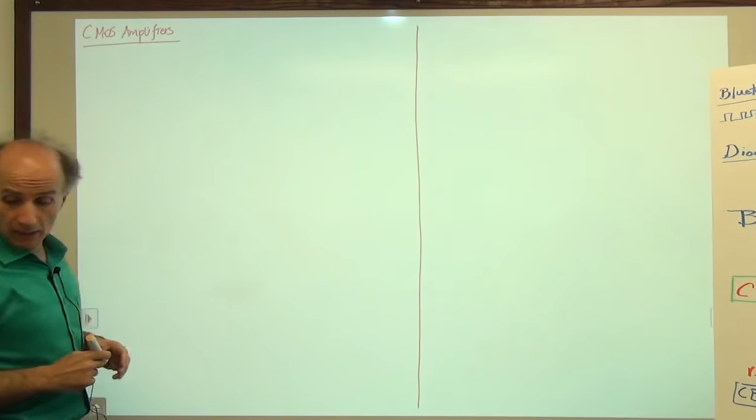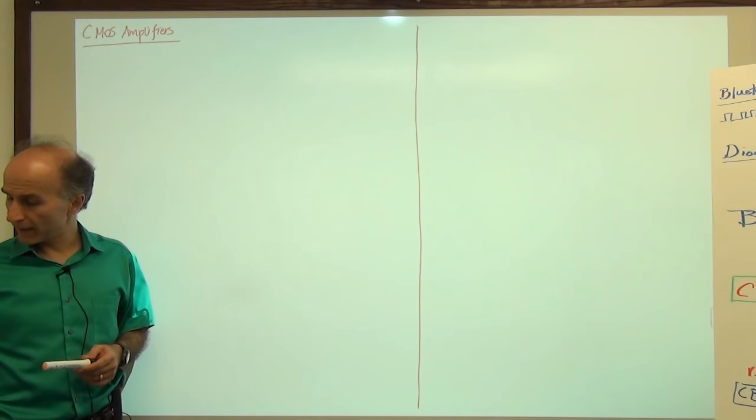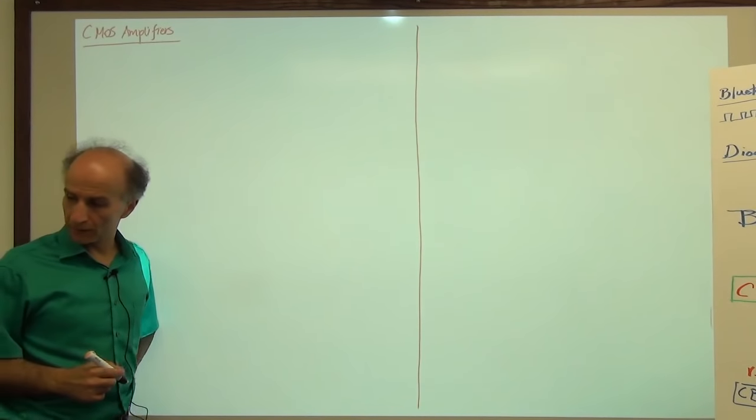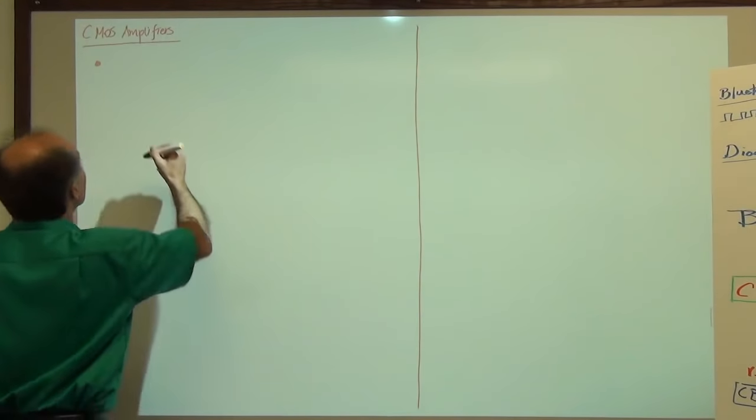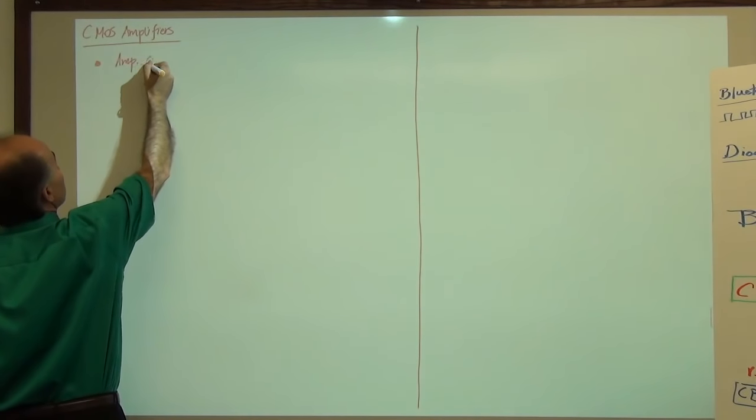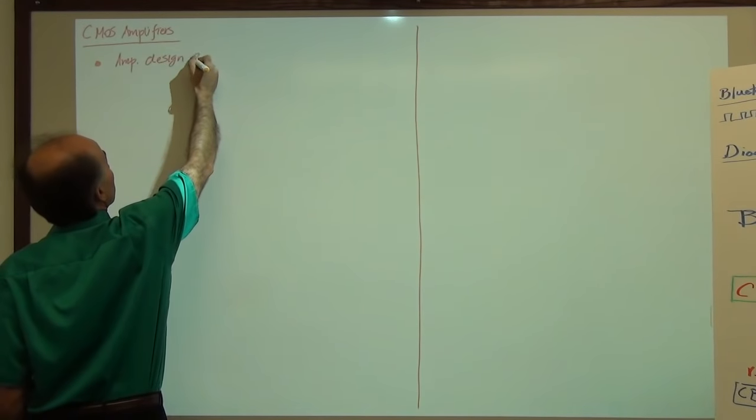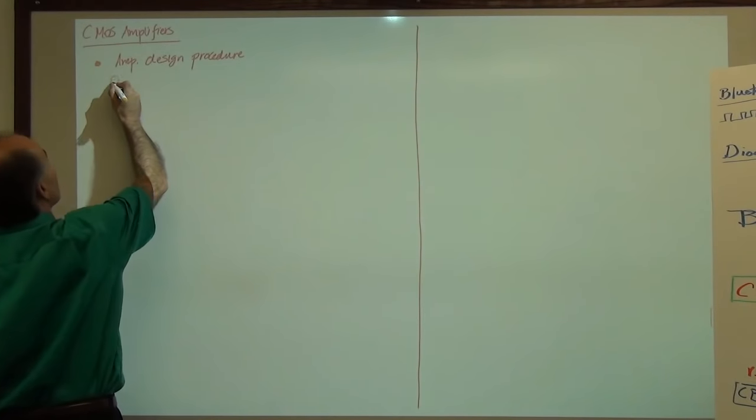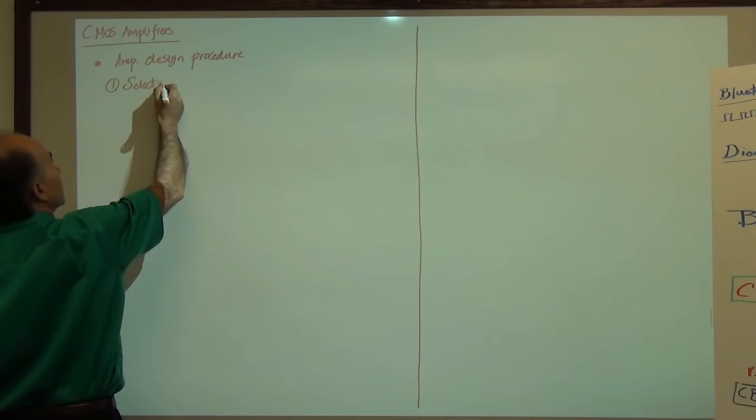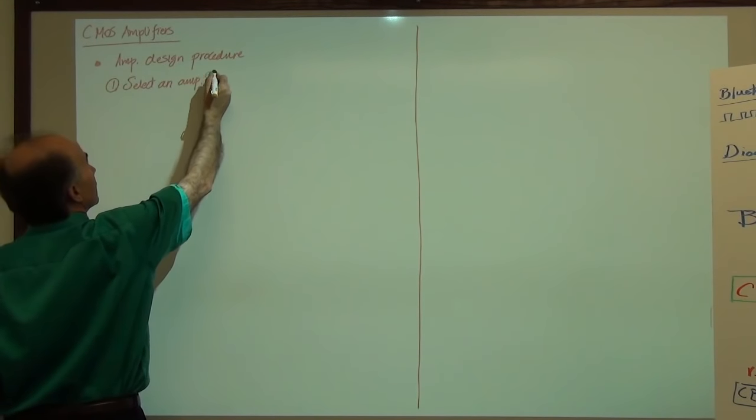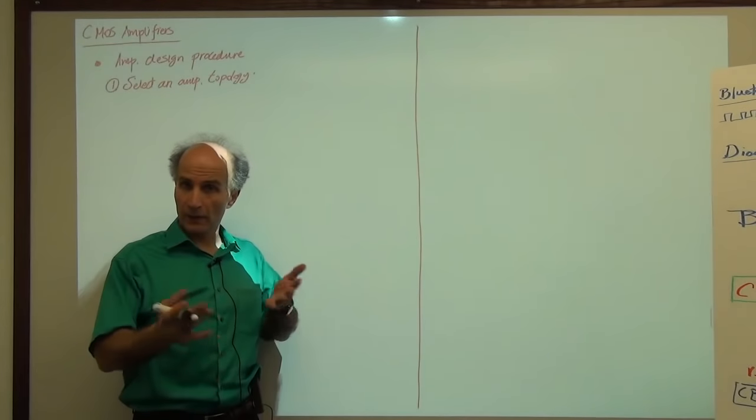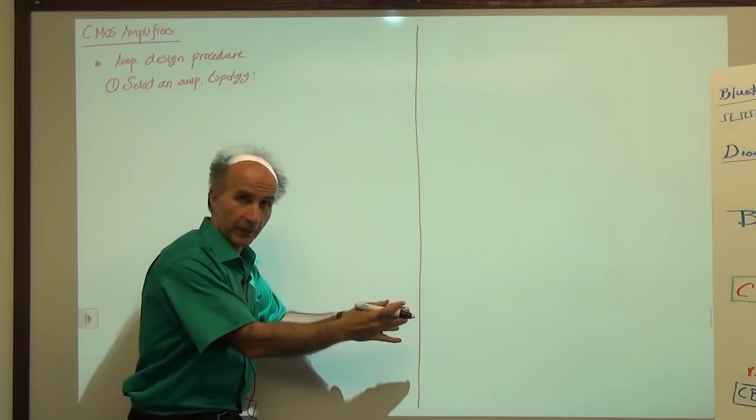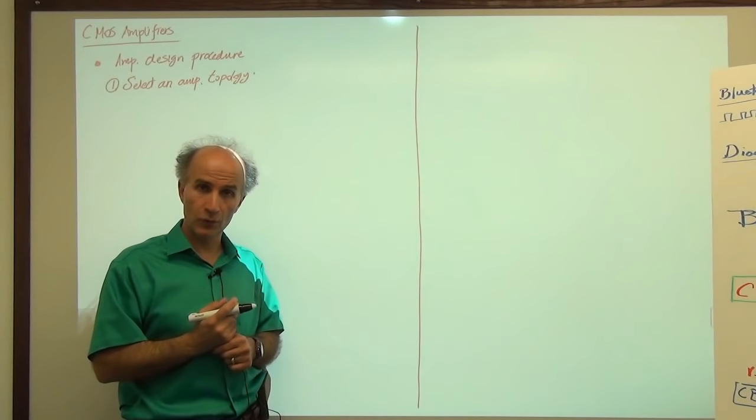Okay, so to study amplifiers, to design amplifiers, this is what we need to do. Amplifier design procedure. Number one, we select an amplifier topology. As you will see, we have different amplifier topologies, and then they have different properties. One topology might be useful for this application, another one for another application. Based on that, we go ahead and choose one.